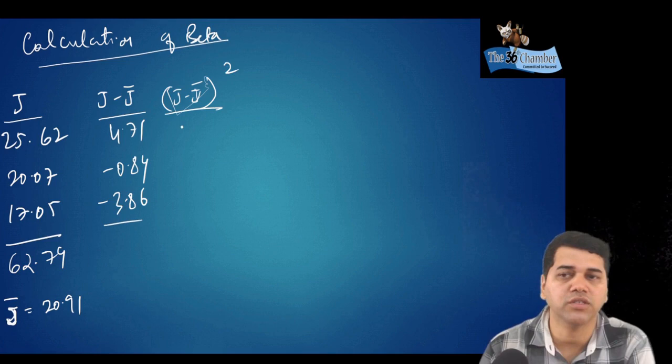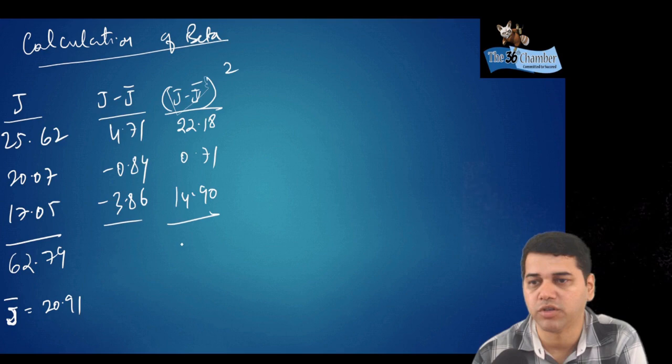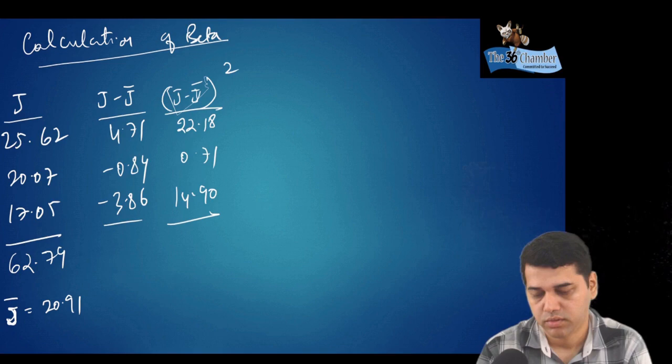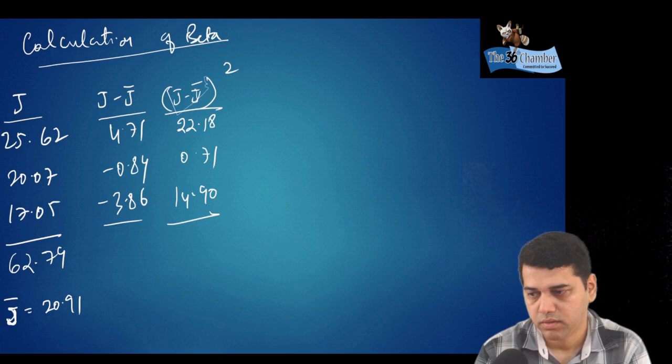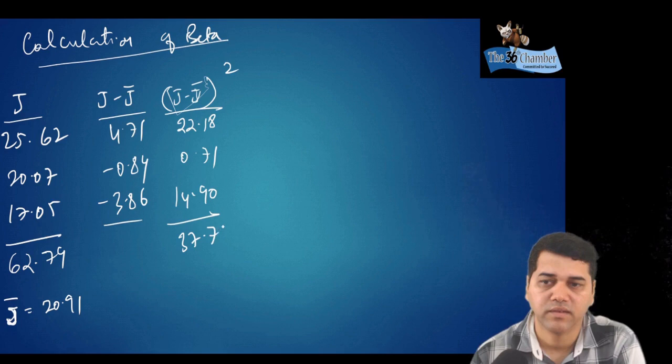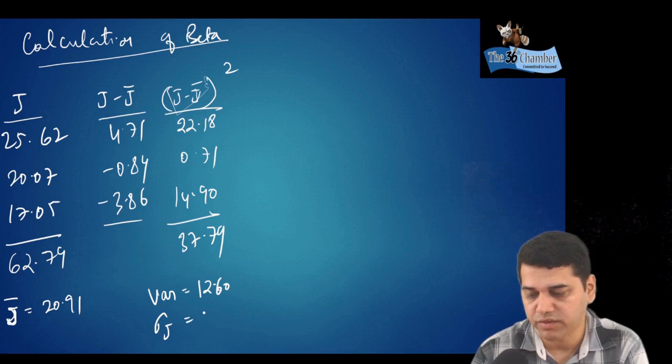So it comes to 22.18, 0.71, 14.90. How much is the total? 37.79, correct? What is the variance now? Divided by 3, 12.59 or 12.60. Take a square root, standard deviation of J will be, you get 3.55. Done? Yes, this is one portion.